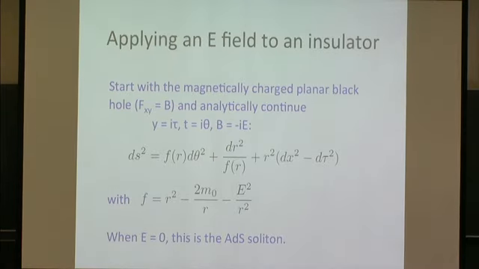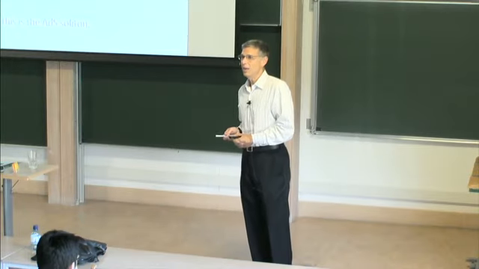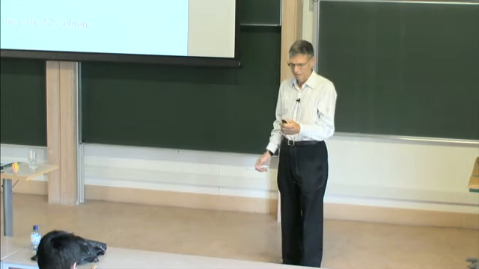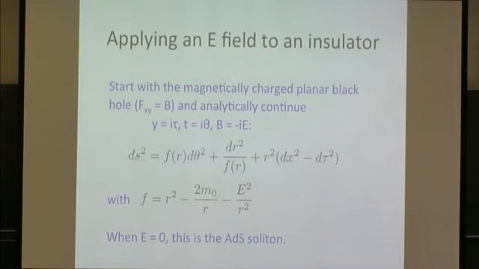Okay, so now let me change gears a little bit and ask, what happens if we apply an electric field to an insulator, but treat the problem nonlinearly? There's, again, a very simple solution for a 4-dimensional bulk, dual to a 2+1-dimensional insulator. You can get that by starting with a magnetically charged planar black hole in AdS, and simply analytically continuing, say, y to be a new time coordinate, the time to be a new space coordinate, and analytically continuing the magnetic field into an electric field.